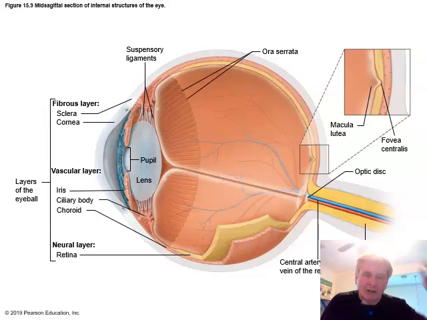And we'll talk about glaucoma later when we see what happens when aqueous humor accumulates in higher than normal amounts, and it increases the pressure within the eye. And that can cause a condition called glaucoma.